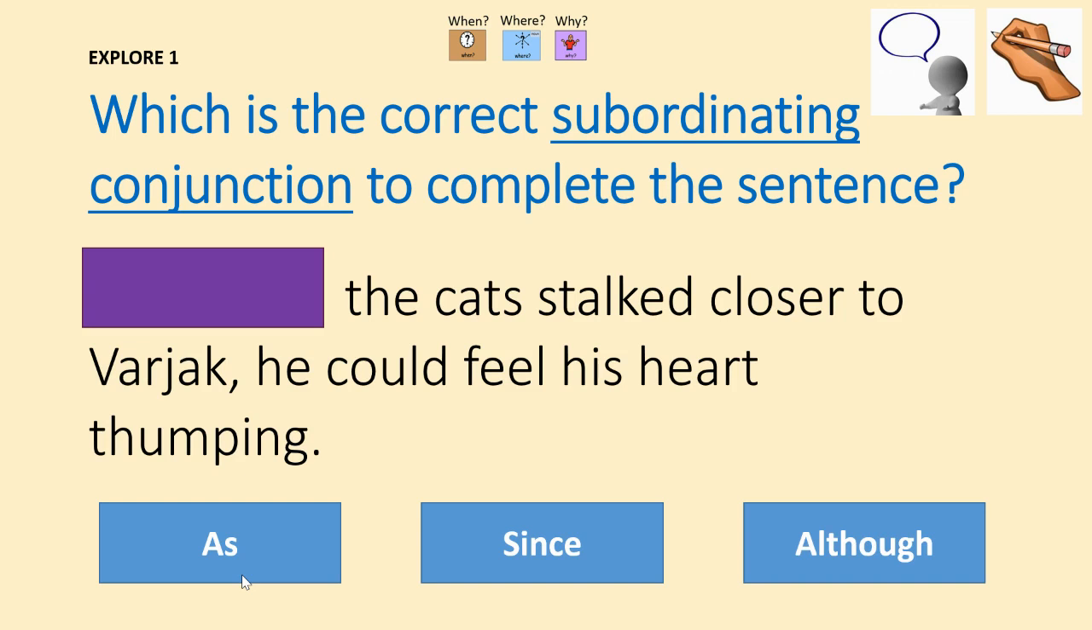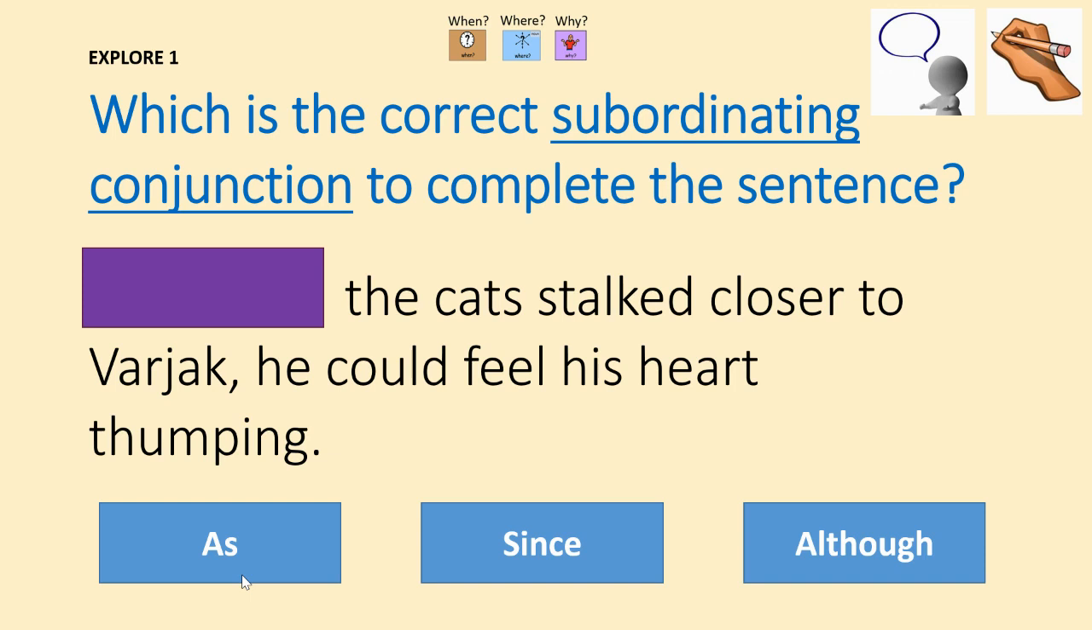Okay, so we're starting with a subordinating conjunction here. So what goes in that purple box? The cat stalked closer to Varjak. He could feel his heart thumping. Which of the subordinating conjunctions goes there? As, since, although. Try all three, say them out loud, and then write down the one that is correct. Do that now. Press pause.